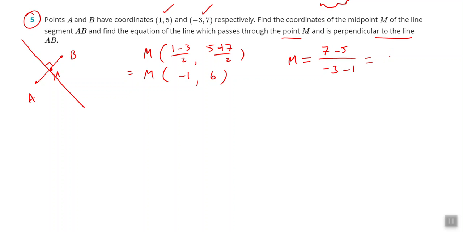So the gradient of AB would be y2 minus y1 over x2 minus x1. Negatives, there'll be 2 over -4, which is -1/2. You do need to simplify your fractions. Now, this is like my m1. To get the perpendicular gradient, remember, you do the trick. You flip it, so it'll be 2 over 1, which is just 2, and you change the sign, so it'll be +2. So the gradient of the perpendicular line will be +2.